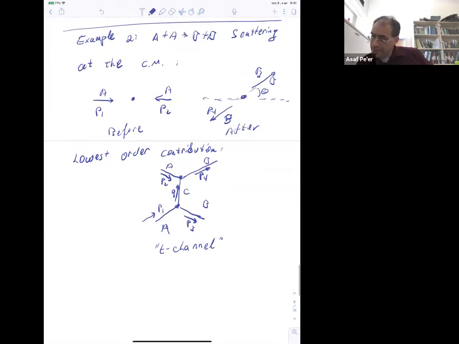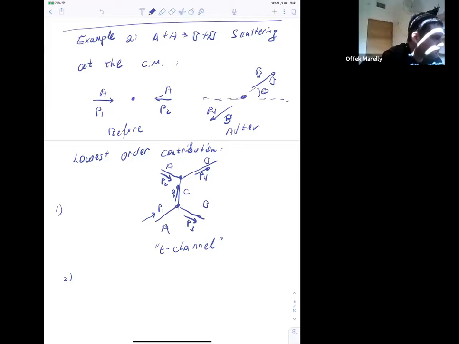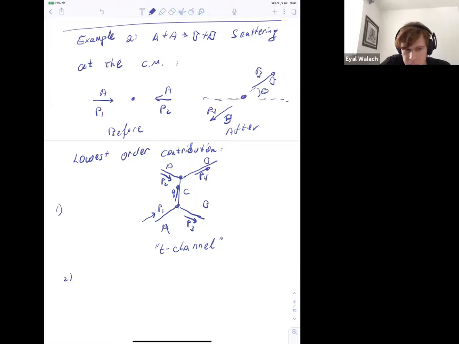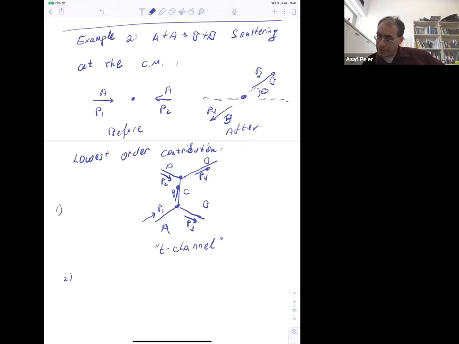So rule number one, just draw. Rule number two, we have how many vertices? Two, right? So the contribution should be how much? Each vertex contributes minus ig, so we have a minus ig squared.